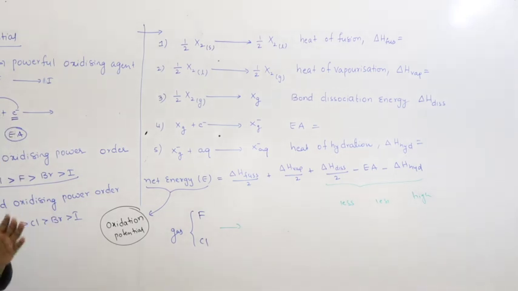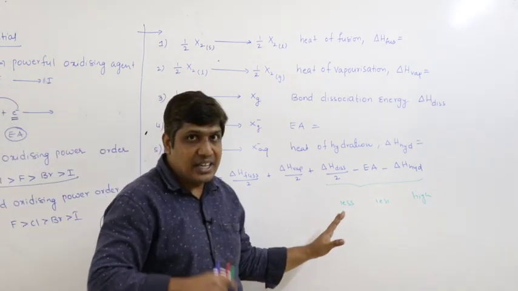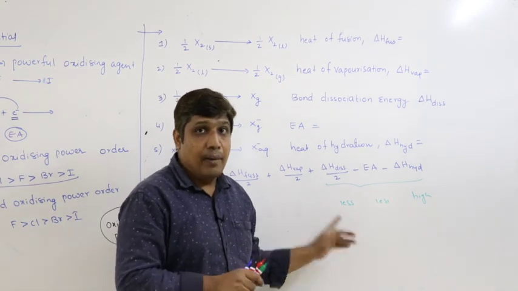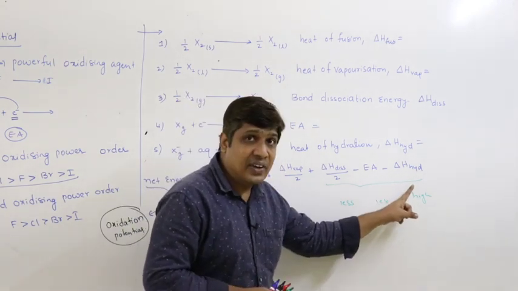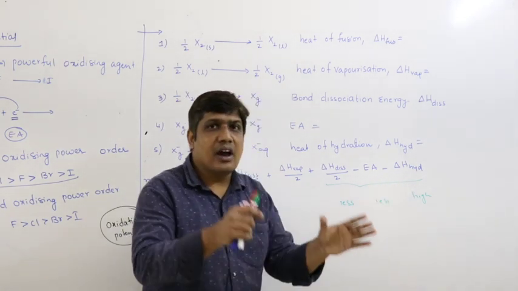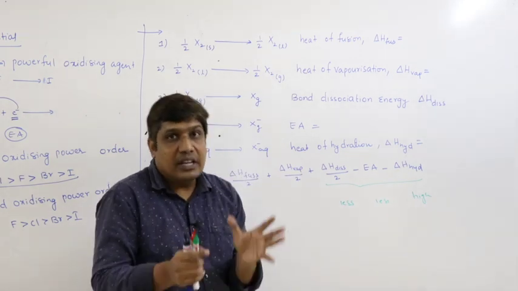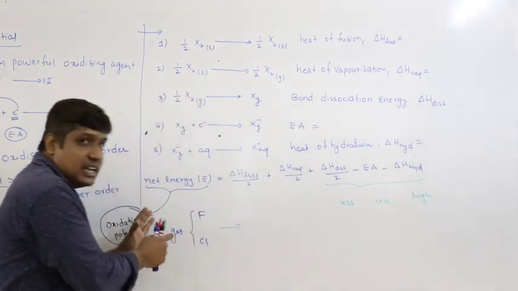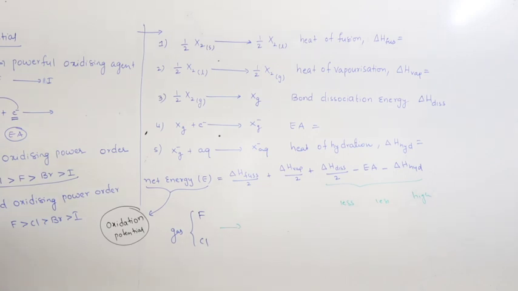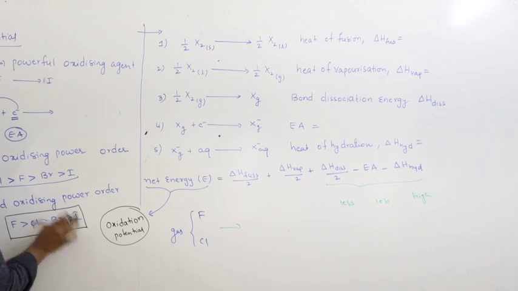Bromine and iodine have lower dissociation energy than chlorine, but their heat of hydration and electron affinity are much lower. So the net energy value will be much lesser compared to chlorine. Hence, the correct order is: fluorine oxidizing power is greater than chlorine, chlorine greater than bromine, greater than iodine.